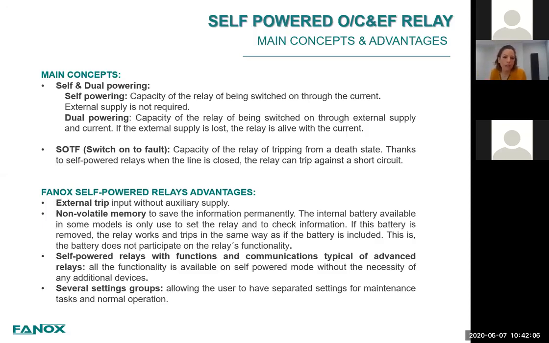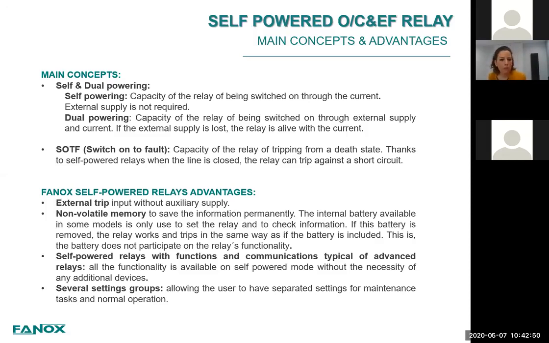This is the capacity of the relay of tripping from a dead state. Consider that when the relay trips, the line is open, and when you close the line, you need to be able to wake up very fast to measure the current to detect if there is a fault and to trip as fast as possible to protect against short circuits. So the switch on to fault is one of the main characteristics of the self-power relay. The lower this time is, the better the self-power relay is, and we can ensure we have one of the fastest self-power relays in the market with a switch on to fault time around 50 milliseconds, really fast.